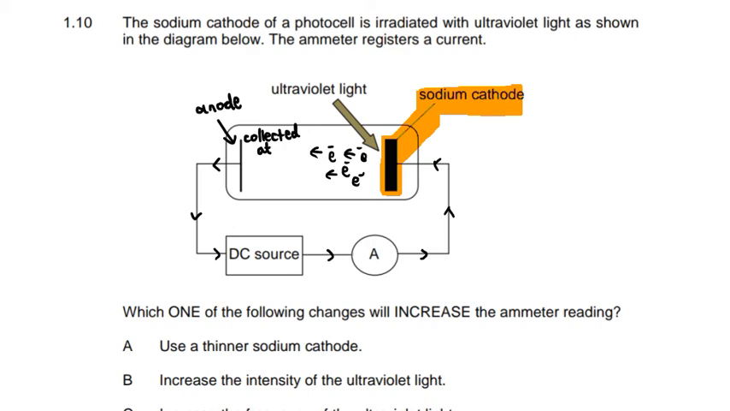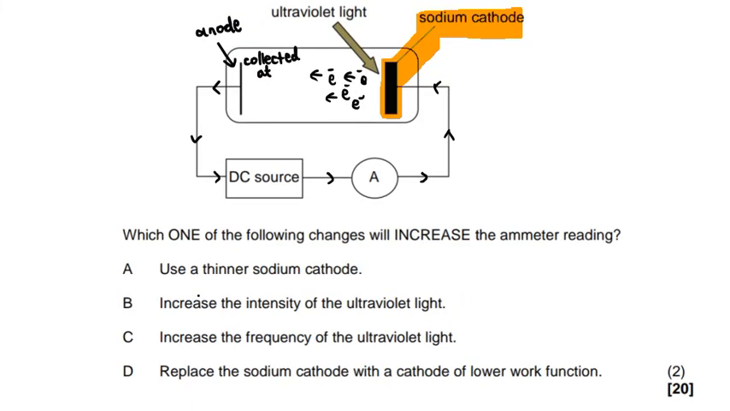All right, cool. Now let's see. They say which one of the following changes will increase the ammeter reading. So now the ammeter reading goes back to current. So you want the current to increase. Current is rate of charge flow. So if you want the current to increase, you need the number of charges to increase. In other words, you want to increase the number of photoelectrons.